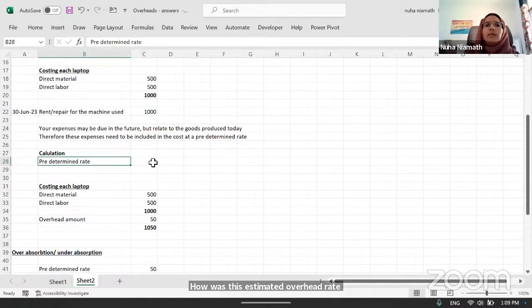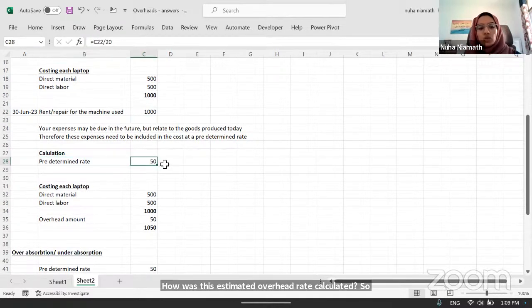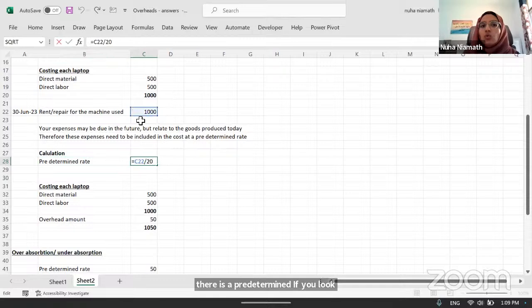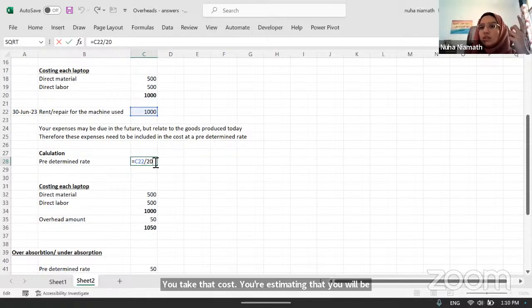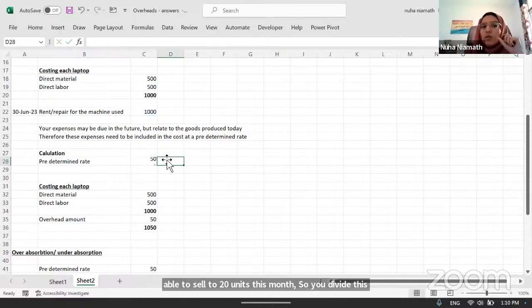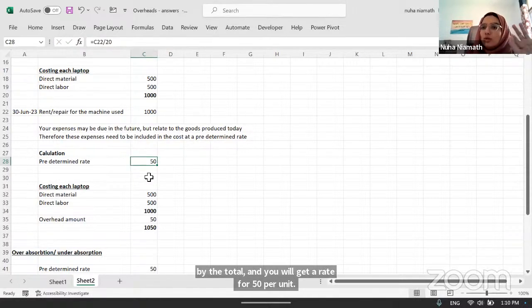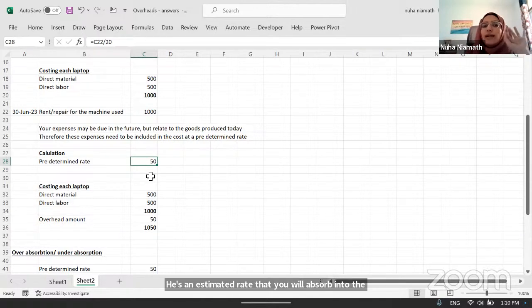So there is a predetermined rate that is calculated. If you look at the formula, you know that 1000 rupees is an estimate. You're estimating that 1000 rupees worth of repairs will be made. So you take that cost. You're estimating that you will be able to sell 20 units this month, the total units that will be produced. So you divide these repairs by the total units and you will get a rate per unit. 50 rupees per unit is an estimated rate that you will absorb into the good units as an overhead rate.